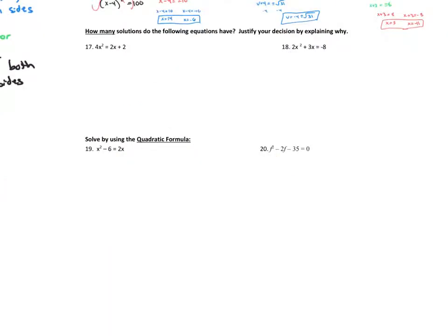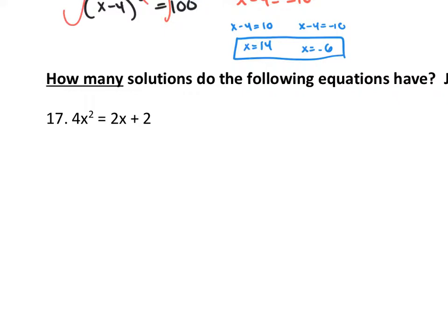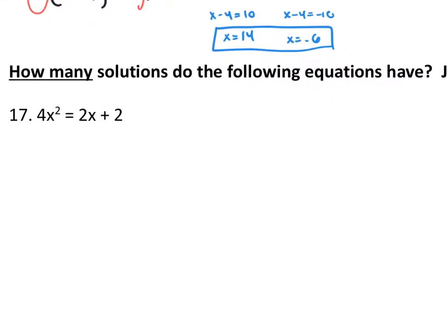Alright, so let's continue on. This says, how many solutions do the following equations have? Justify your decisions by explaining why. So the how many isn't asking us to find what the solutions are. It just wants to know essentially this. There's three scenarios.